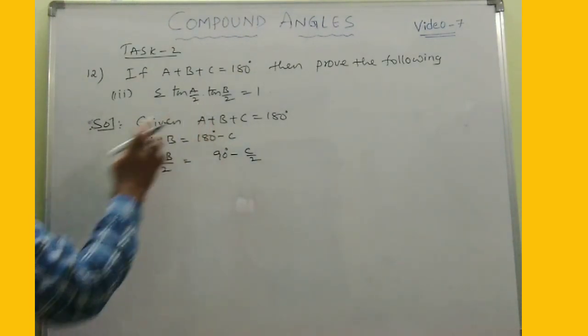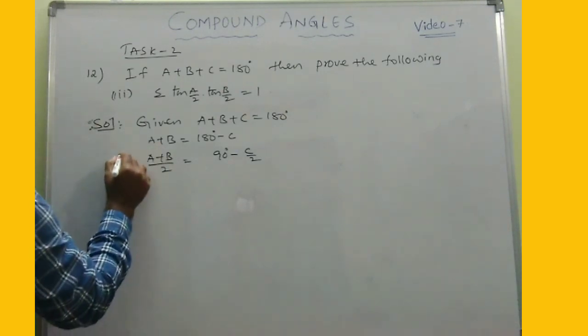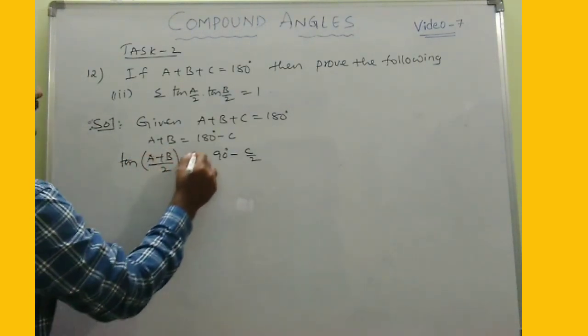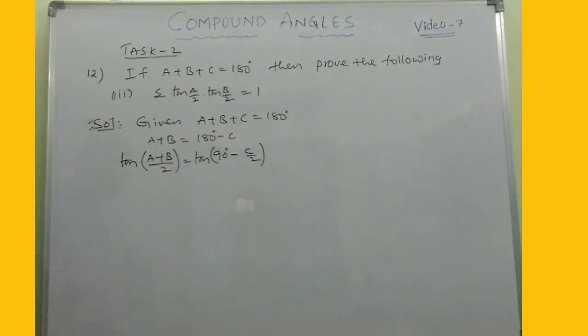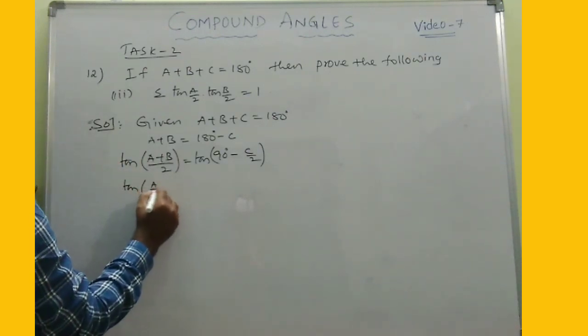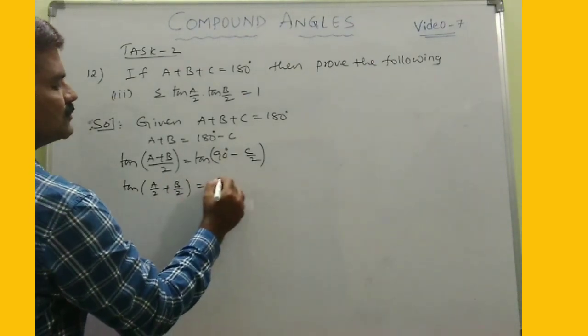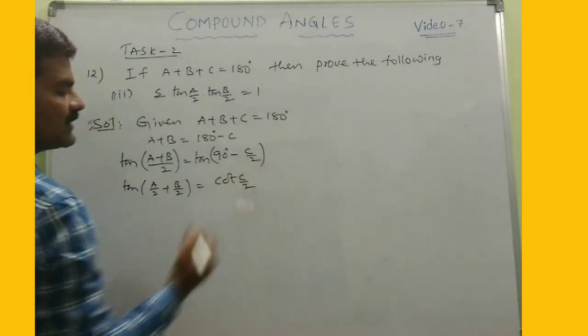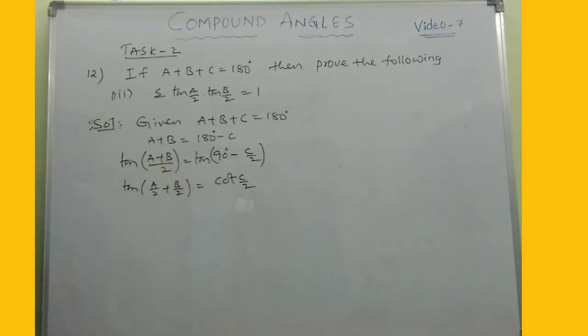Since the problem involves tan, let us apply the tan ratio on both sides. Tan of (A plus B) by 2 is equal to tan of 90 minus C by 2, which is equal to cot C by 2, right? Because of 90, tan changes into cot, and anyhow 90 minus theta is in the first quadrant, where all are positive.